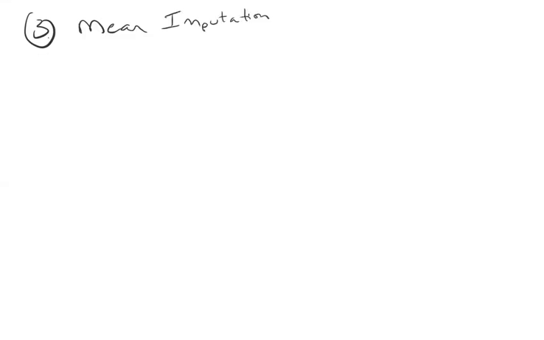Mean imputation is what it sounds like. We're going to fill in each missing value. So we're not just going to drop them, and we're not just going to make a missingness category. We're actually going to fill in guesses of the missing values.